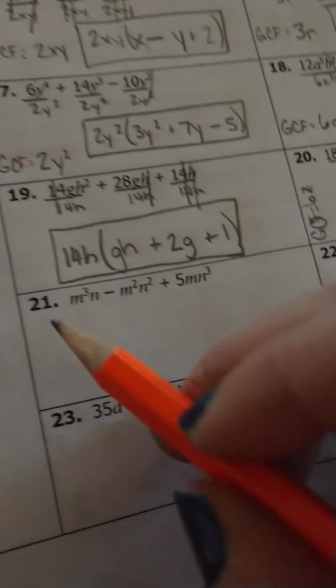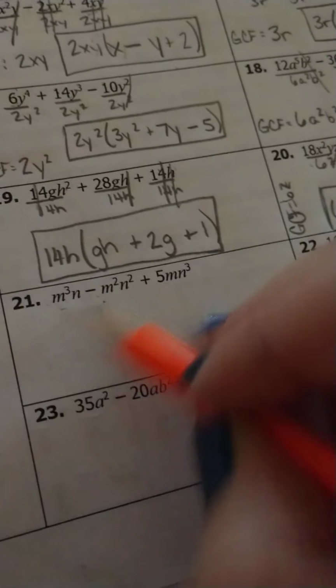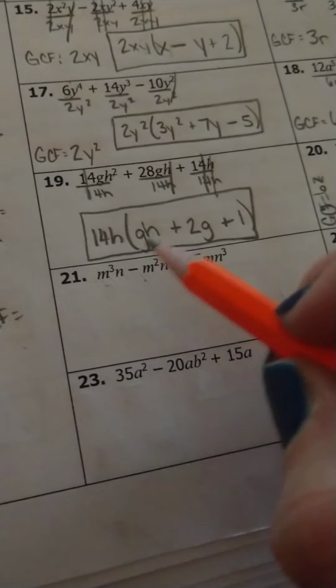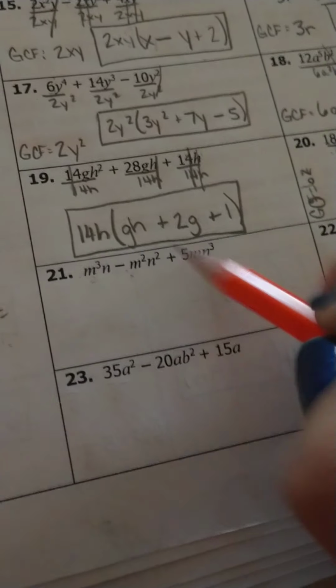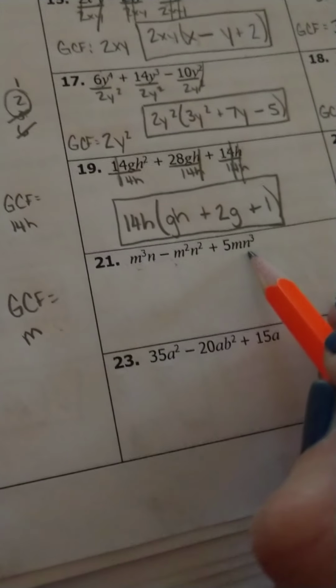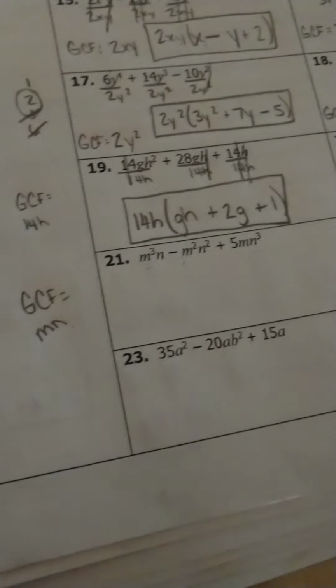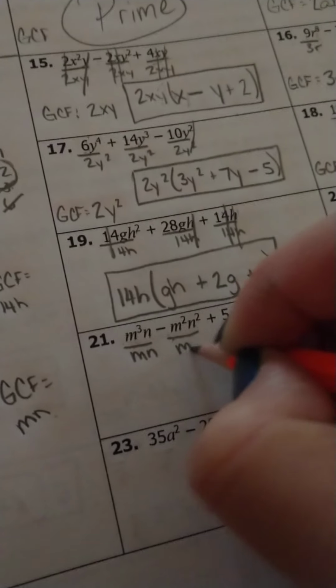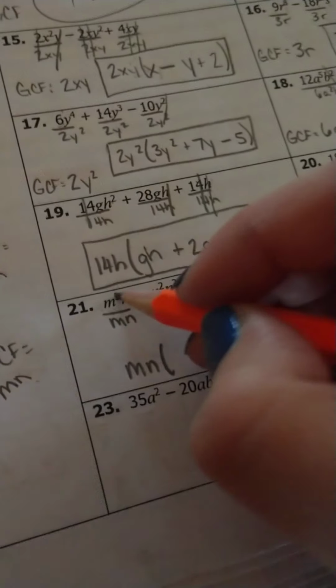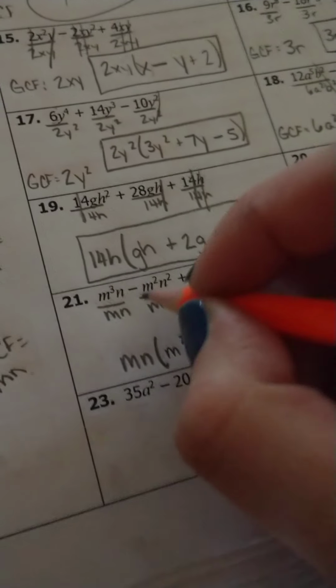Number 21, GCF. No number, 5. So the fact that 2 of our terms have no number out front, that means our GCF is not going to have a coefficient. It's not going to have a number out front. Move on to your variables. m cubed, m squared, m. The smallest is an m. Then I've got n squared, n cubed. The smallest is an n. So my GCF is mn. So I'm going to divide each of these by mn, mn, mn, and then I'm going to put mn out front. m cubed divided by m is m squared, and my n's cancel.